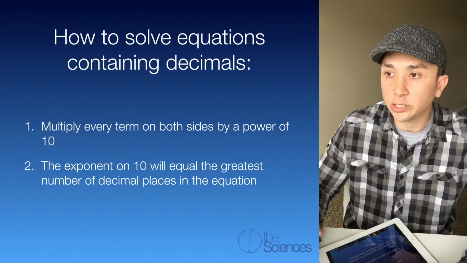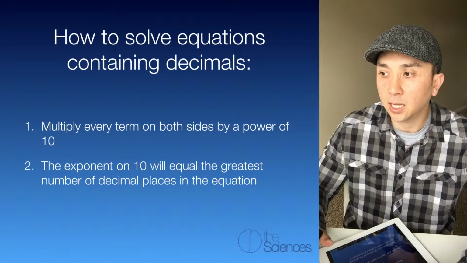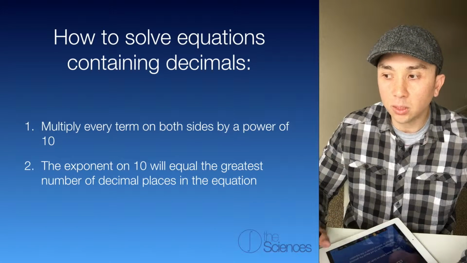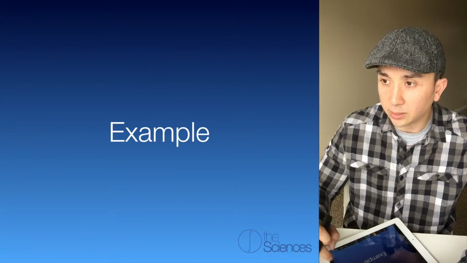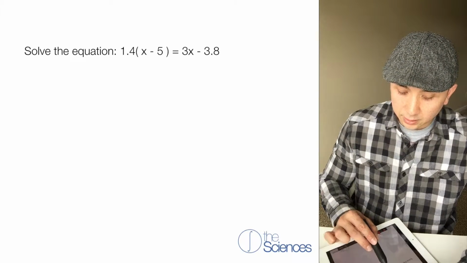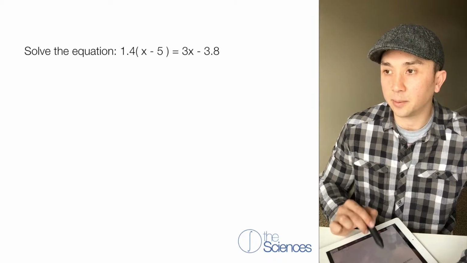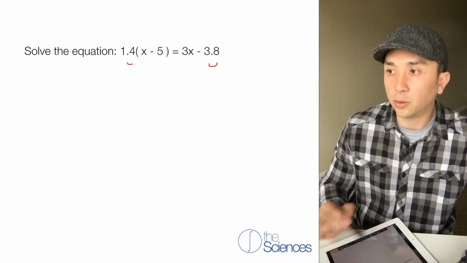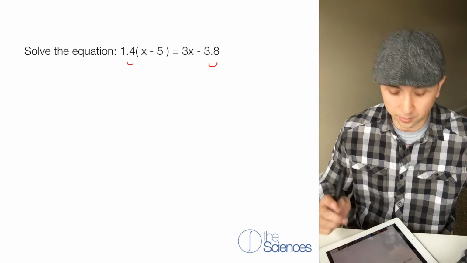Now here's how to solve equations containing decimals. You're going to multiply every term on both sides by a power of 10. The exponent on 10 will equal the greatest number of decimal places in the equation. So let's do an example. Here, let's solve the equation 1.4 times (x minus 5) equals 3x minus 3.8. So here we have one decimal place on both sides of the equation. So that means we're going to multiply by a power of 10.